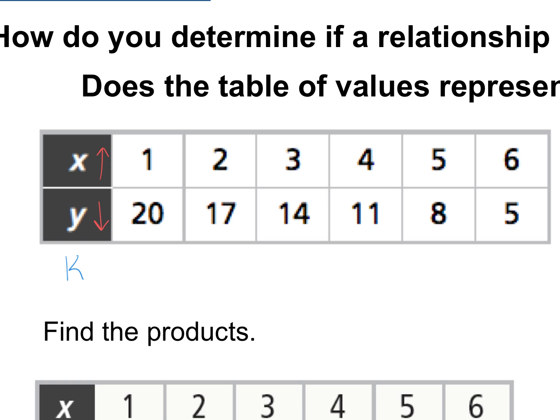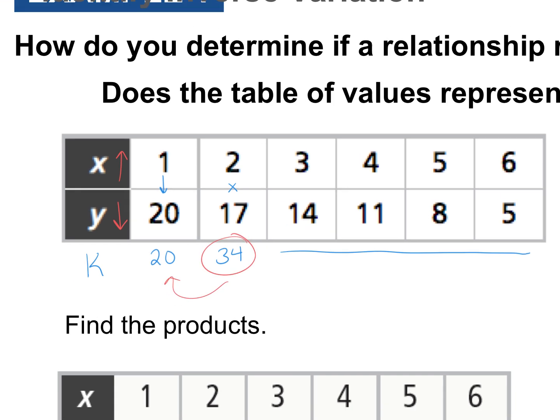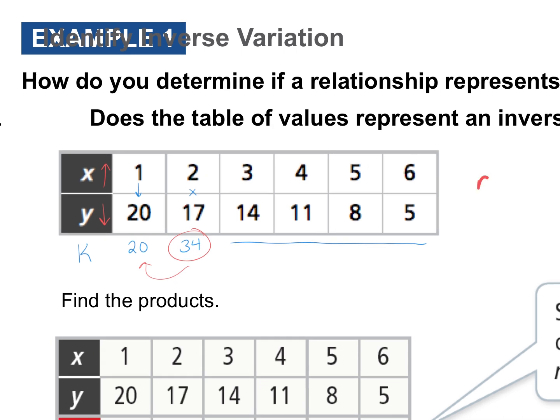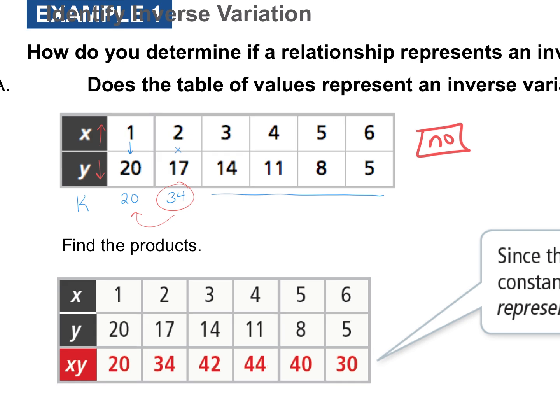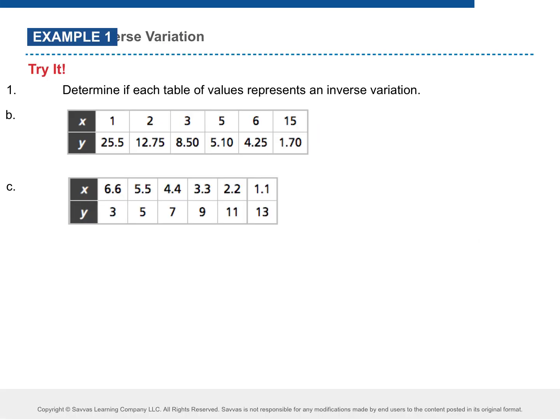How do I figure out if they are a variation of each other? Multiply what? Multiply the x times the y. So 1 times 20 is 20. 2 times 17? 34. Do I need to keep going? Why not? They don't equal each other. Right. These already broke. These don't equal each other. So can this be a variation? No. So that cannot be an inverse variation. Okay? I want you to go ahead and try 1A and B.